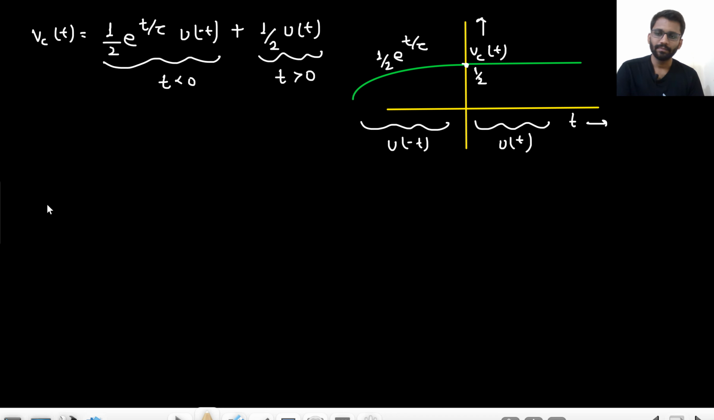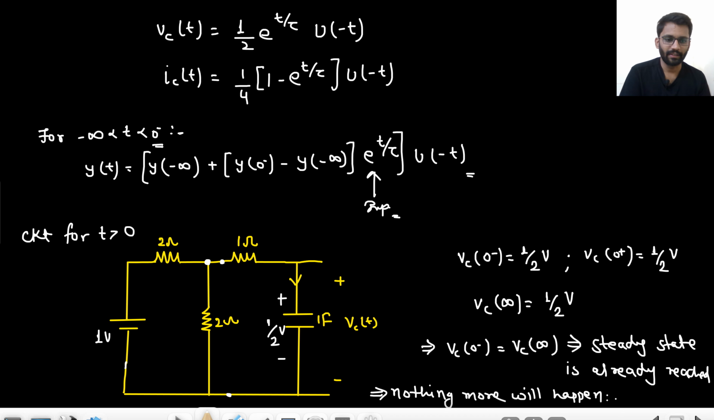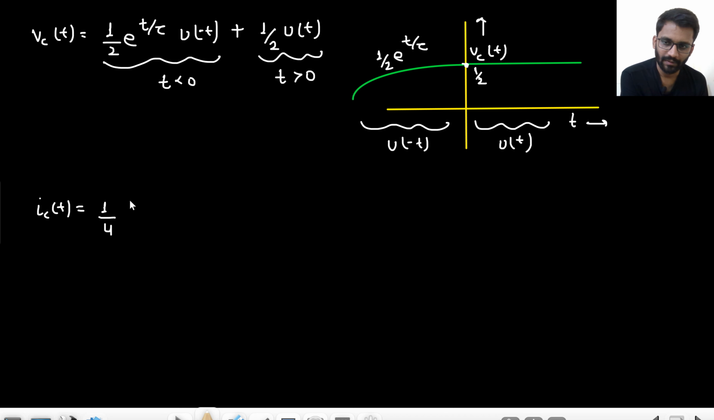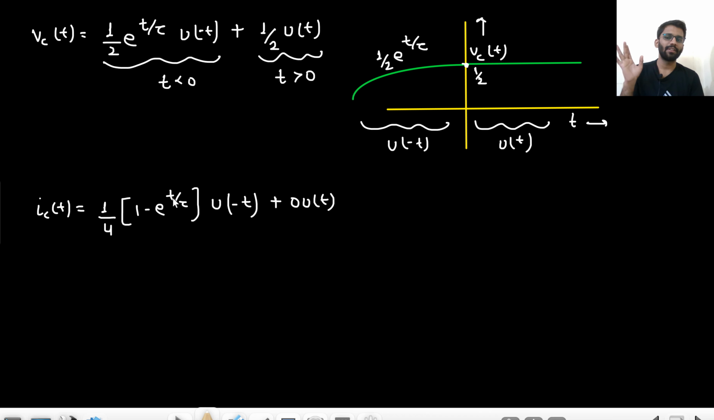Okay. Now coming to IC(t). What about IC(t)? Initially it is 1 by 4 times 1 minus e to the power t upon tau, u of minus t, plus 0 u(t), right? Because the current at t equals to 0 minus is 0 ampere only, so it will remain at 0 only. It will never rise up. So the current will always remain at 0.